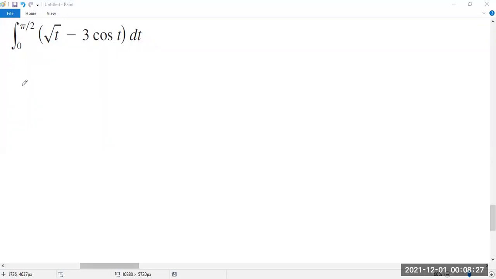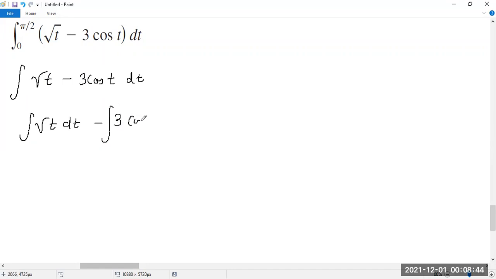So let's go ahead and take a look at this integral here. Again, let's just consider the case without the bounds, and we're looking at the square root of t minus 3 cosine of t dt. And again, we can split this up, right? We can just take the integral of this dt and the integral of this.